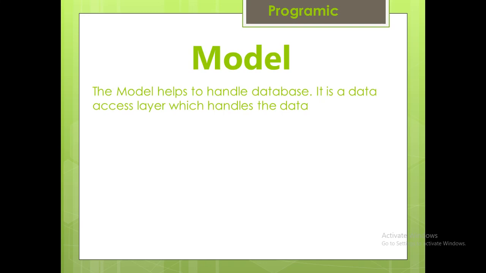The next we'll be talking about model. The model helps to handle database. It is a data access layer which handles the data, meaning it's used to store customer or user details to the database and access user details from the database. Model does that for you in Django.